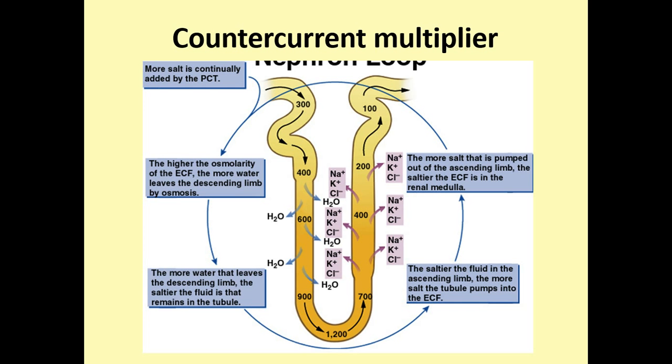So look at this artist illustration. Look at the descending limb. Notice that water is leaving the tube at the descending limb. The reason why water is leaving the tube at the descending limb is because the ascending limb is pumping out salts. And the saltier it gets outside the tube, the more water will leave the descending limb. So it's a multiplier effect. In other words, positive feedback. It keeps happening more and more and more in order to retain more water and avoid dehydration in the body.